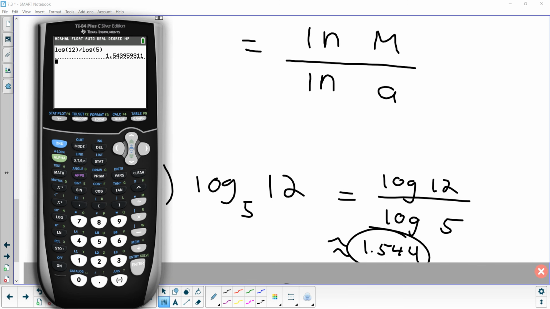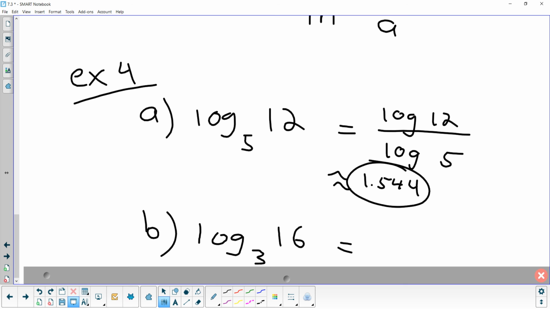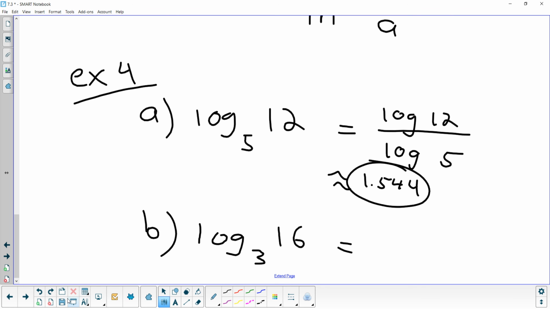Now, instead of doing log, we could have done ln. ln 12 divided by ln 5, you get exactly the same thing. So it doesn't matter which way you do it. And all scientific calculators will have both a log and an ln button. I've never seen a calculator that has one and not the other. All right, so that's that one. And let's try this one.